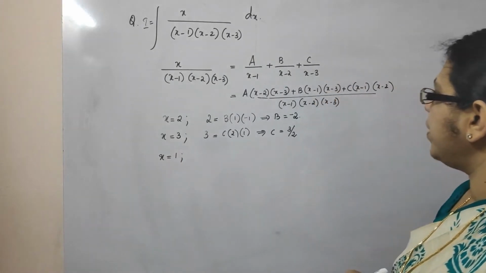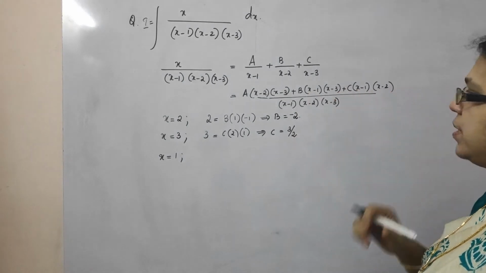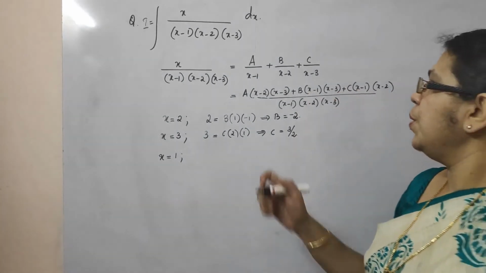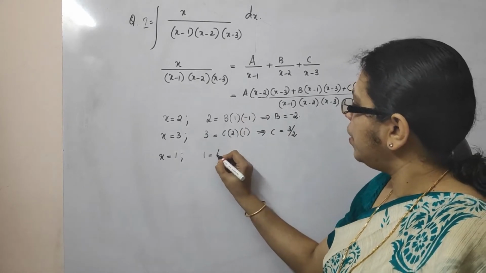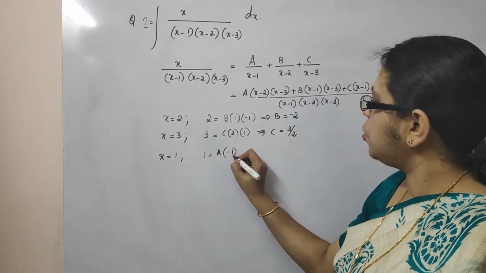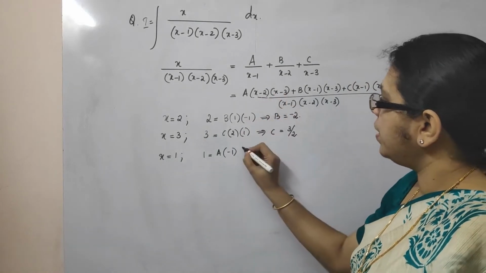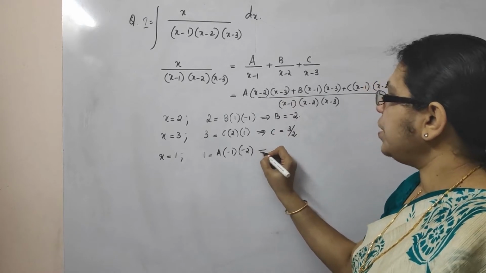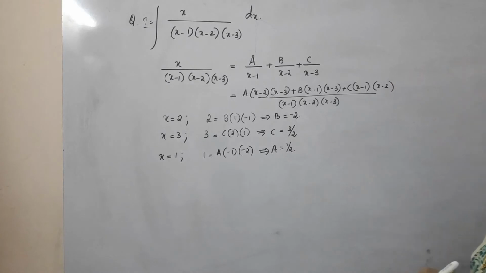Okay. Now what I am going to substitute is x is equal to 1. Why am I substituting for x is equal to 1? When I substitute for x is equal to 1, this expression as well as this expression becomes 0. And I get the value of a. So here 1 is equal to a into, when I substitute for x is equal to 1, 1 minus 2 is minus 1, 1 minus 3, that is minus 2. Which implies a is equal to what? 1 by 2. So, I have got the values of b as minus 2, a as 1 by 2 and c as 3 by 2.